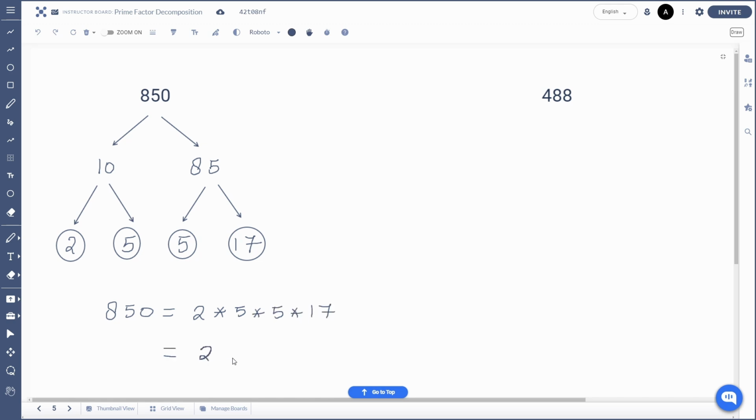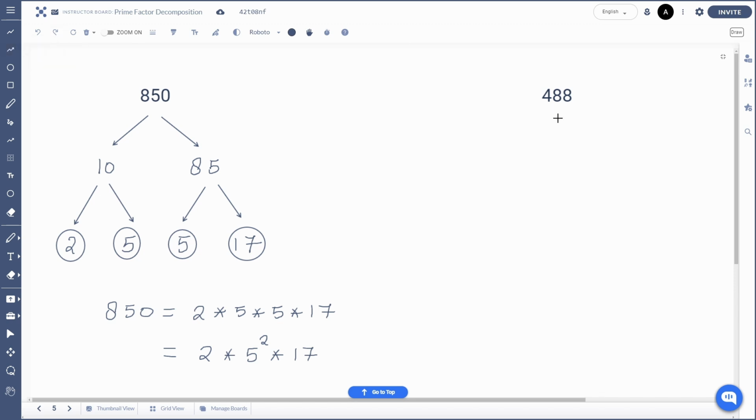Alternatively, we can even represent 5 in the exponential form, which is 5 raised to the power of 2. And this is how we have just represented 850 in its prime factored form, or its prime factorization is 2 times 5 squared times 17.